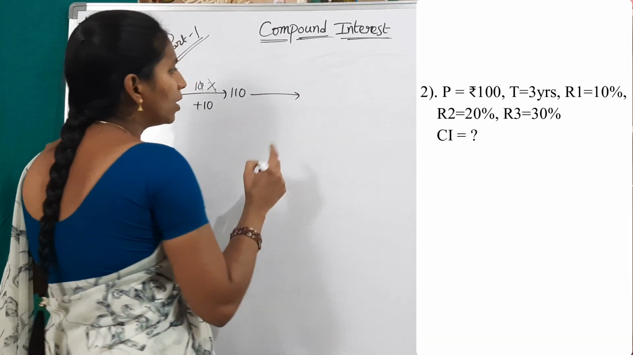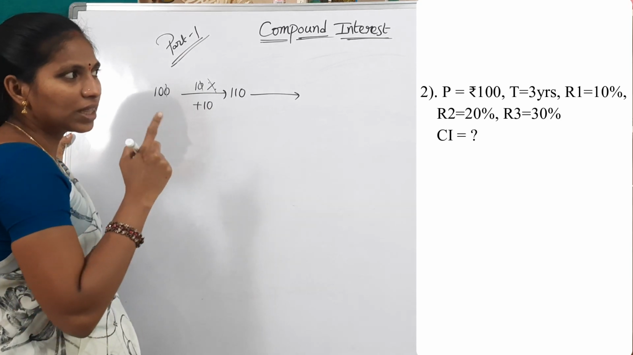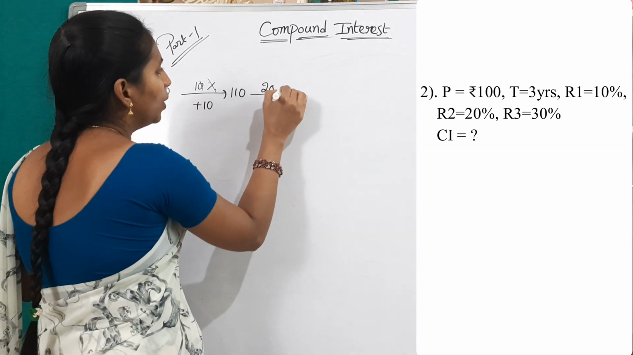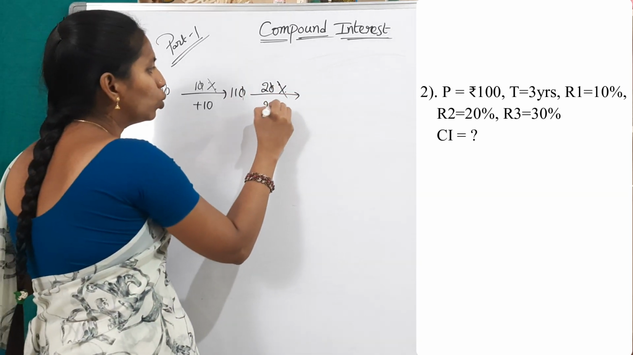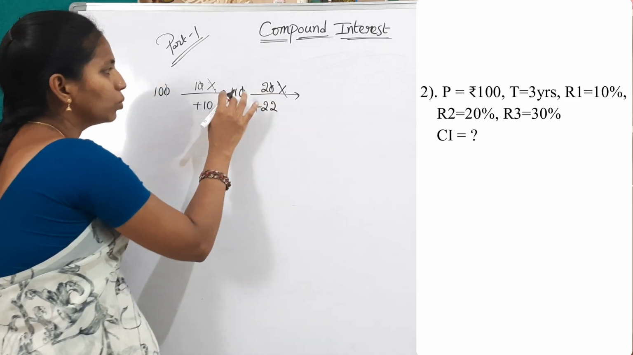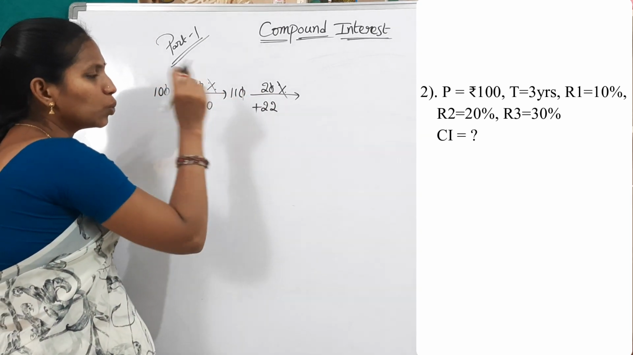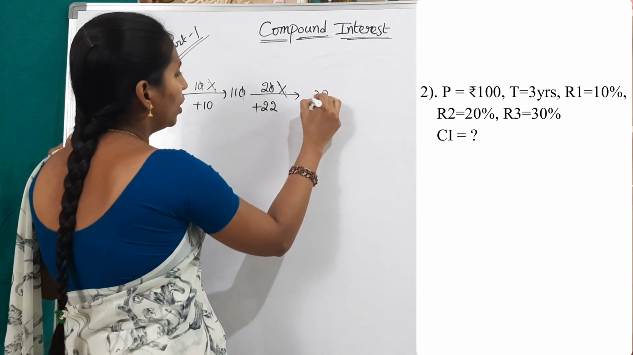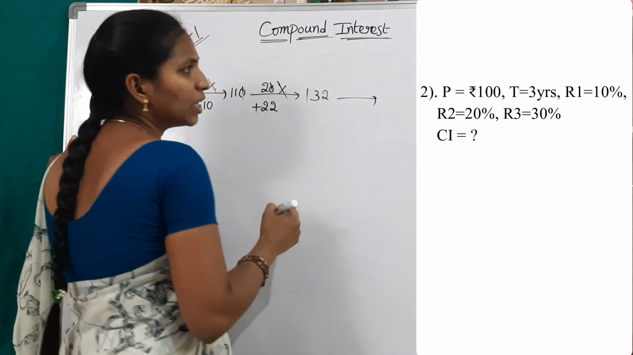What is the rate of interest for the second year? R2, that is not 10 percentage because in the question they have mentioned R2 equal to 20 percentage. 20 percentage. Again percent 0 gets cancelled, then 22 is the result. Add this 22 to this 110. Now what is the result? 132.